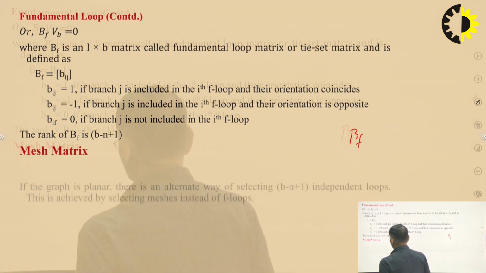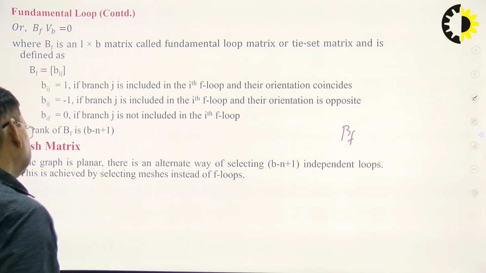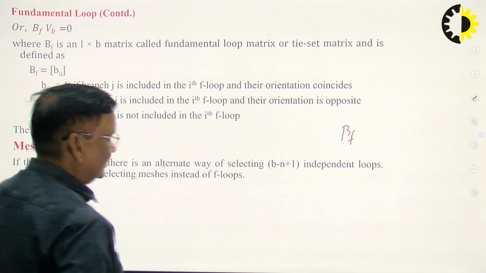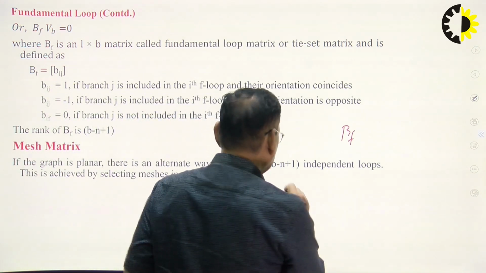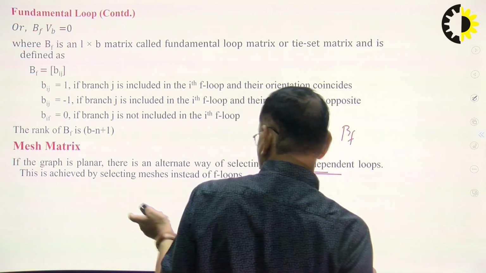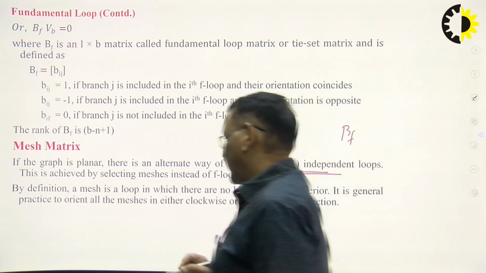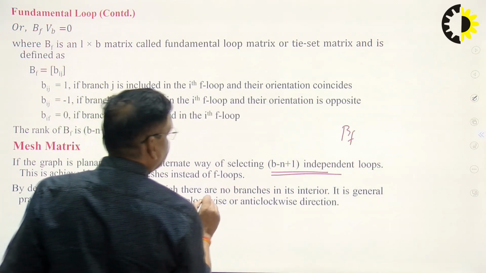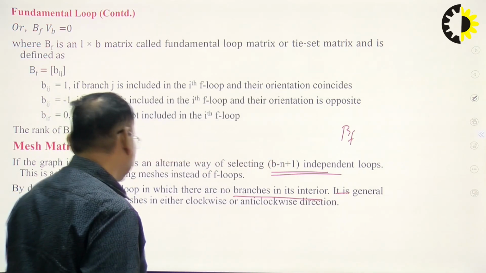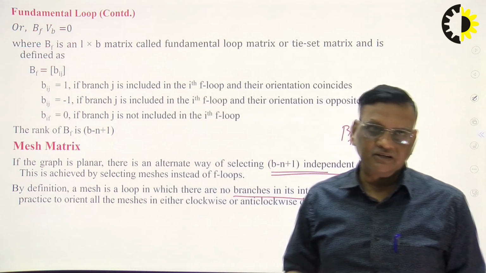Now there is another term, the mesh matrix. If the graph is planar, there is an alternate way of selecting the b minus n plus 1 independent loops. This is achieved by selecting meshes instead of fundamental loops. By definition, a mesh is a loop in which there are no branches in its interior. It is general practice to orient all the meshes either in the clockwise or anti-clockwise direction.